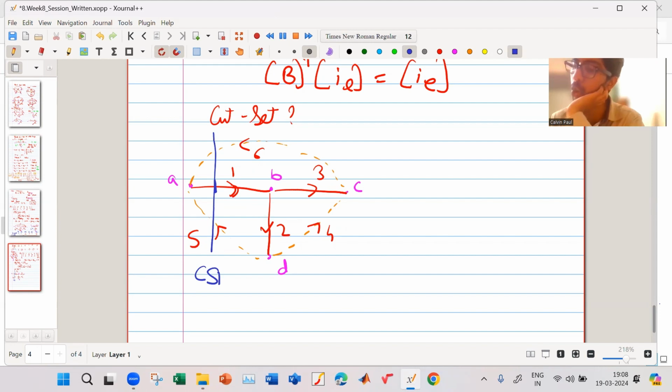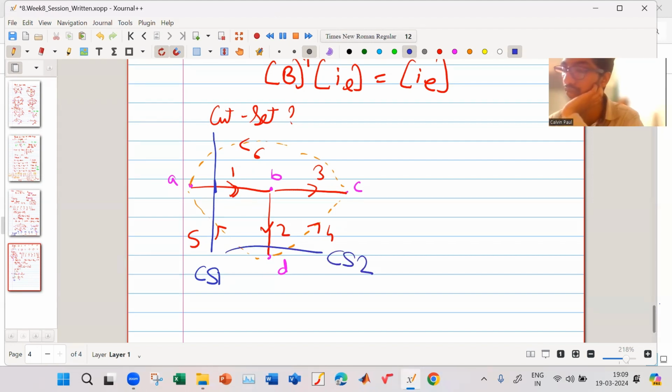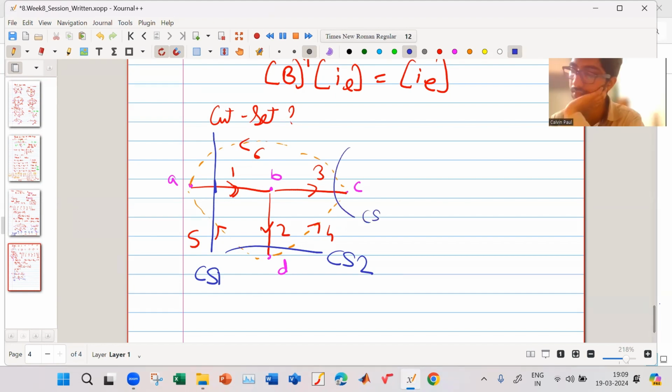What will be my cut set 2? At point D: 2, 5, 4. This is my cut set 2. What will be my cut set 3? 3, 4, 6. This is cut set 3.